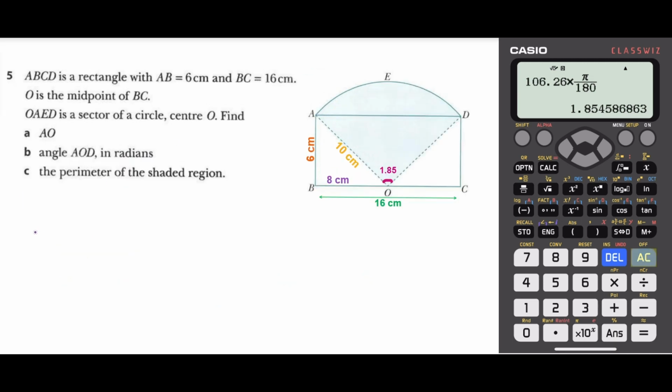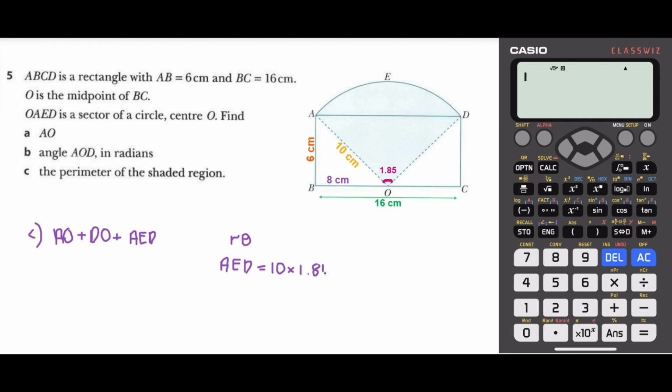For the last part, Part C, we need to calculate the perimeter of the shaded area, which is this. The perimeter equals the length AO plus DO plus the arc length AED. We will begin by finding the arc length AED, using the formula radius times the angle in radians. From solving the previous two parts, we know the radius is 10 centimeters and the angle is 1.85 radians. We will multiply both and use the calculator to get the answer. The length of arc AED is 18.5 centimeters.